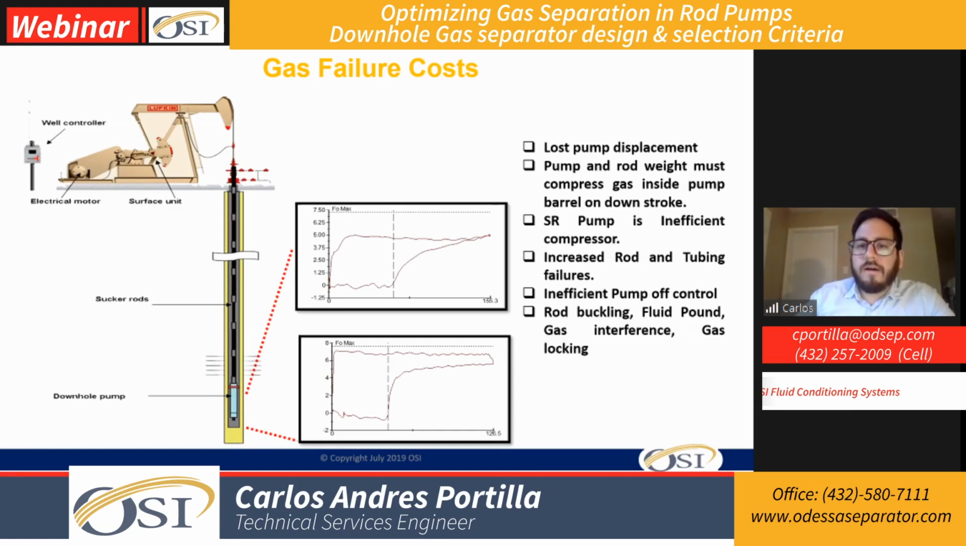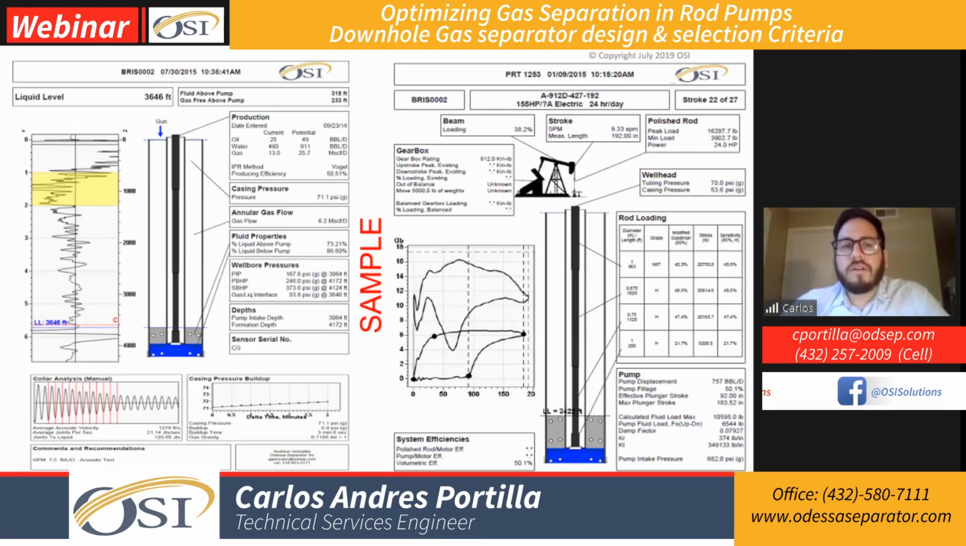So here we have, just to explain quickly, two fluid level tests. So we have here the fluid level, right? But we need to understand this in the annular area. We will have differentiated fluids based on density.